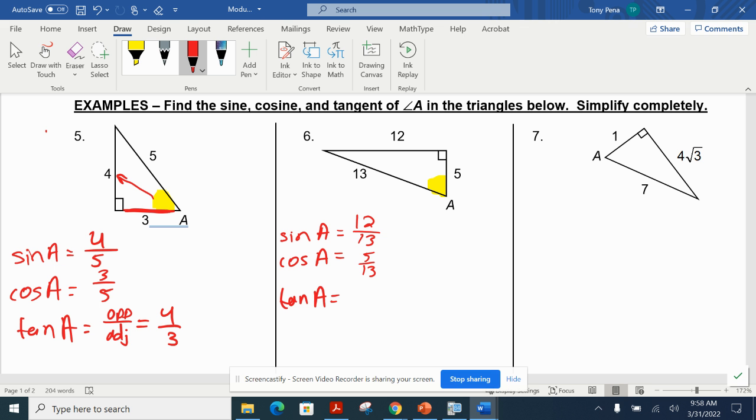All right. And then when I do the tangent of angle A, Fabian, what do you have for the tangent of angle A, Fabian? 12 over 5. Good. 12 over 5. The opposite side of that angle is 12. The adjacent side is 5. All right. So far, so good. All right. Number 7. Do sine of. Try to leave some room here because I'm going to add to this one. Do number 7.